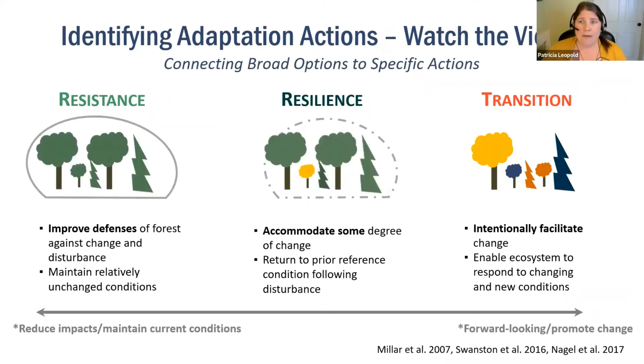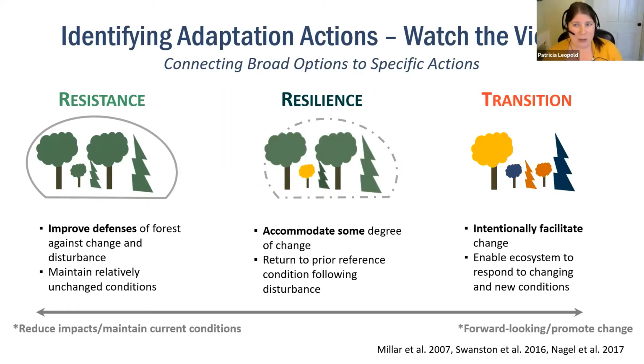And then as part of your homework this week, we are also asking you to watch a short video. So I'm not going to go into a lot of detail here, but at the top of the adaptation hierarchy, we have these adaptation options of resistance, resilience, and transition. The difference between these options is basically the amount of change that we're willing to tolerate in our systems.